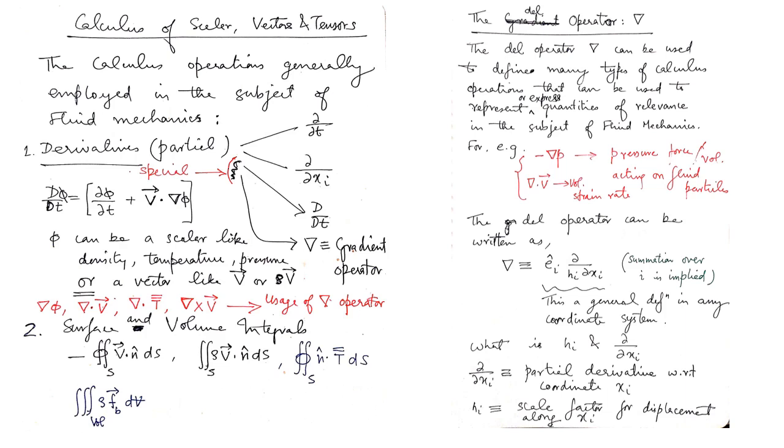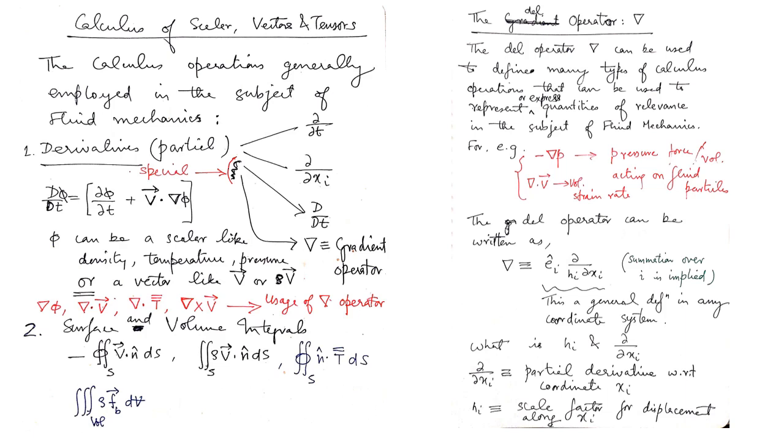When we talk of calculus of scalars, vectors and tensors, the calculus operations generally employed in the subject of fluid mechanics may be put into some categories. For example, I can talk in terms of two broad categories. The first category is the derivatives, which are of course the partial derivatives, because in fluid mechanics, space and time are both involved, and every field function, you can say velocity fields, any kind of distribution in the fluid continuum, will in general depend on time and space.